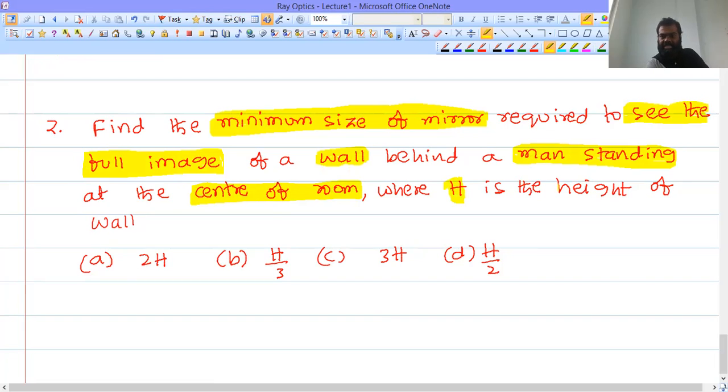Where H is the height of the wall. That means the man is standing behind the wall such that he is at the center of the room. And capital H is the height of the wall. From this data, I want to draw the diagram. Suppose you can see the solution part.